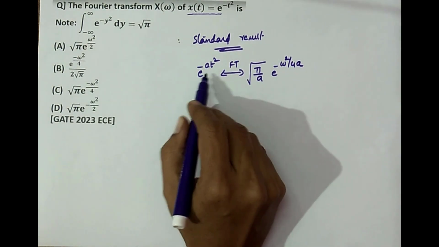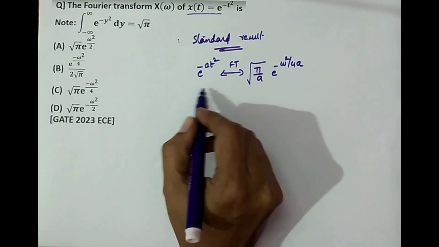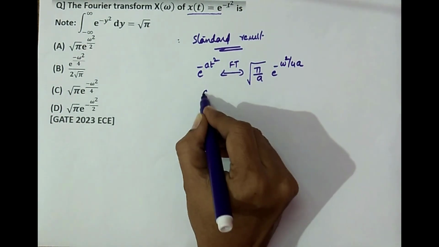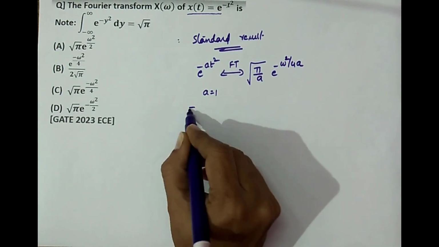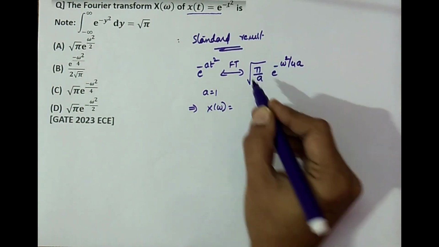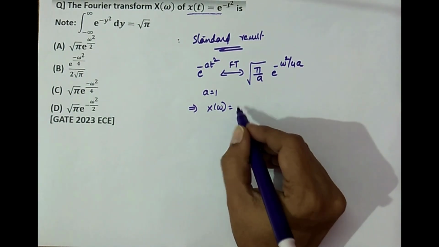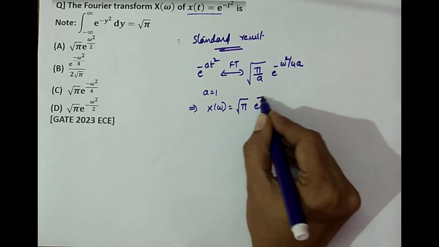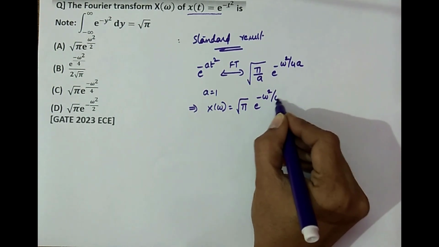It's like Gaussian, it's a Gaussian function. So here if you see, only a is missing, which means you have to take a equal to 1. So what is X of omega? X of omega is simply keep a equal to 1 here. So the answer is root pi e power minus omega square by 4.